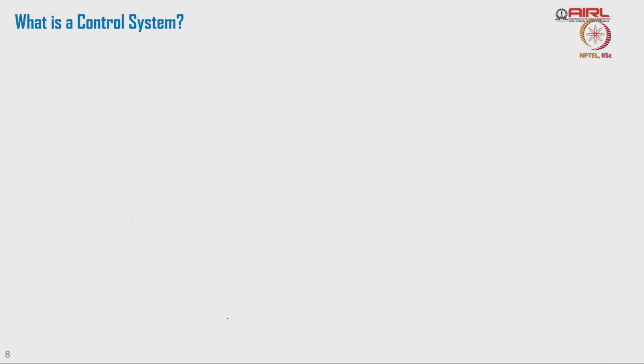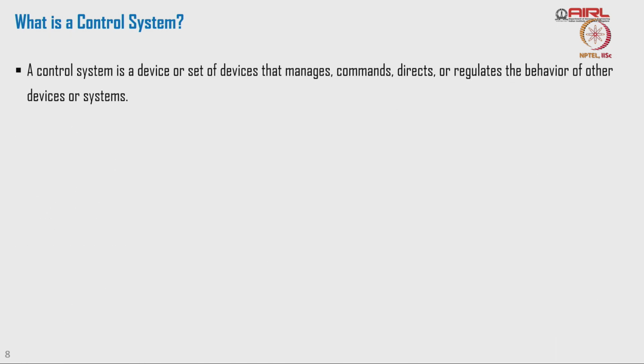So, what is a control system? We are talking about drone control. We can control altitude, we can control attitude, maybe enhance stability, and then we can achieve obstacle avoidance and accurate path planning. All these things we are talking about, and we are saying that a control system will help in all these scenarios. But what is a control system? A control system is a device or set of devices that manages, commands, directs or regulates the behavior of other systems or devices.